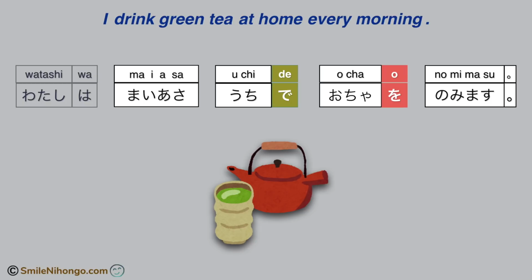A quick review of 私は here. 私は is not necessary when the topic of the sentence is I, and it sounds more natural without it in Japanese. So I'm going to drop it, okay?